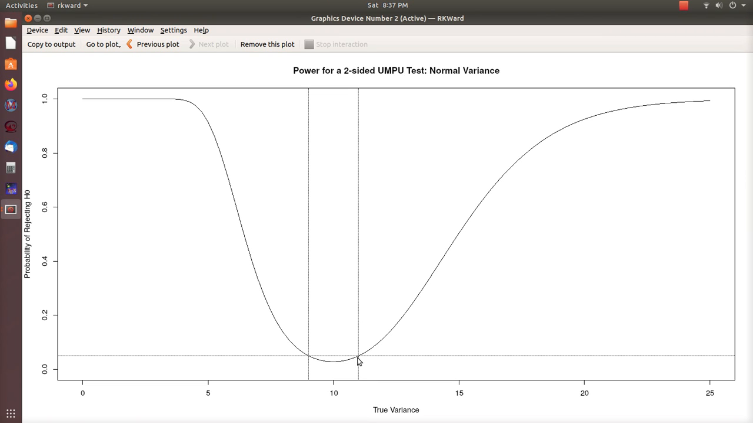Notice that the test function, or the power function, is at 0.05. That's a horizontal line. Below it, in the null region, and in the alternative region, it's above alpha. So it is an unbiased test, and it turns out to be UMPU in this testing setting.